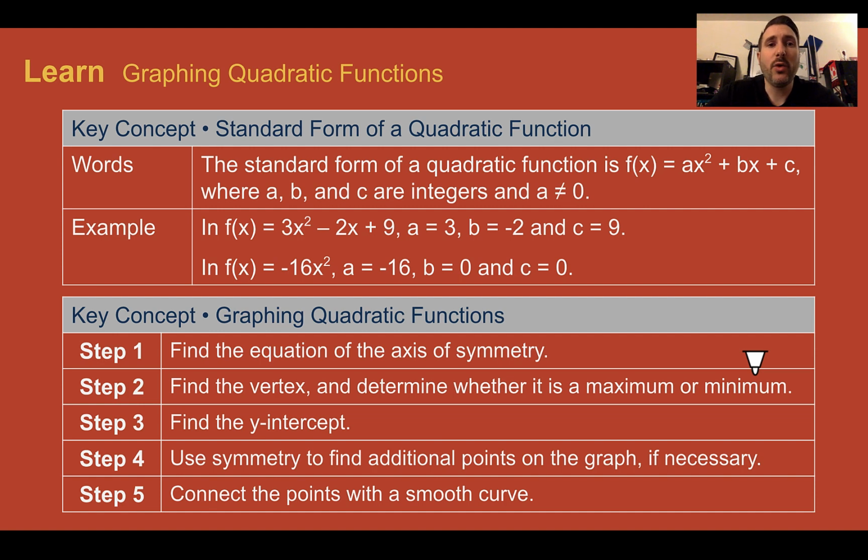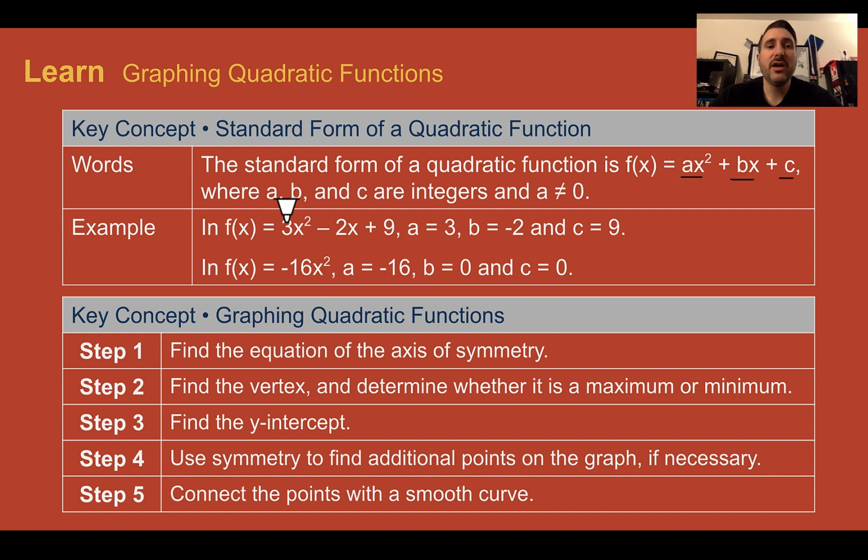Let's learn graphing quadratic functions. Our first key concept here is the standard form of a quadratic function. That standard form is f of x equals ax squared plus bx plus c. When we see this, a, b, and c have to be integers, so our easy counting numbers, and a cannot be 0. B can be 0, c can be 0, just not a.